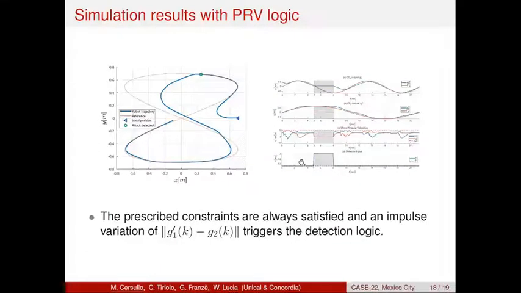Then we decide to simulate the same scenario with the PRV logic. But here we can see that when the attack is performed, the detector is triggered and the robot stops in its current position. We can also see that all the constraints are satisfied, and that when the attack finishes, the robot is capable of following the predefined reference trajectory.